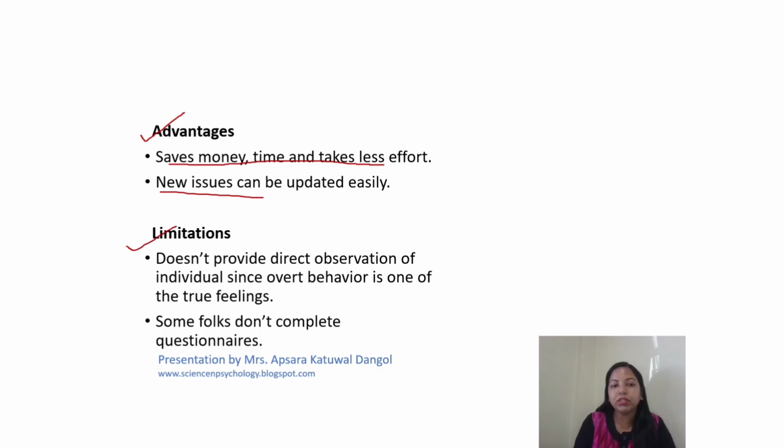If we talk about the limitation, it doesn't provide direct observation of the individual. If we are collecting data through a Google form, we are not able to see or observe the person who is participating in that Google form questionnaire. And some people might not complete the questionnaire if it is very long.